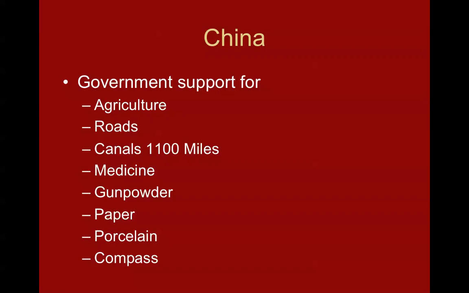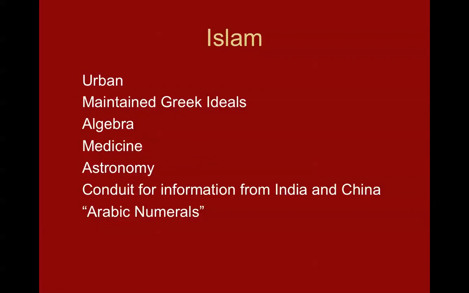And then finally, the compass. It is the Chinese who first develop a compass that indicates true north, magnetic north, and the compass will be very important, as you well know, for travel, for discovery, for communication, for map making. So after that great list from China, we want to move on to Islam.